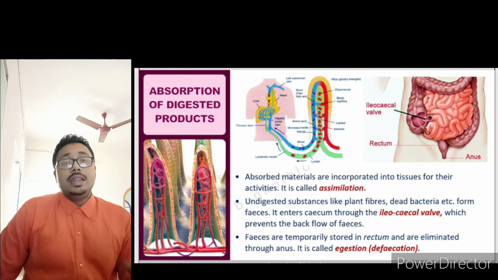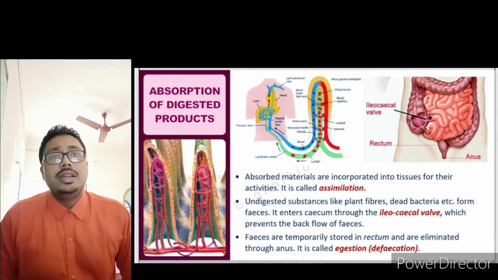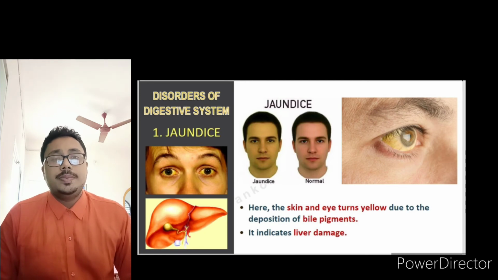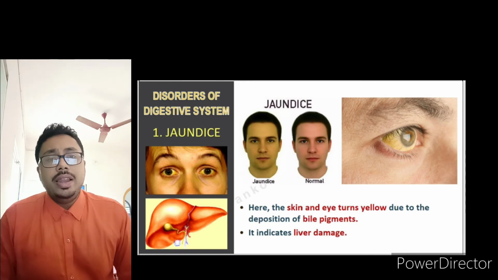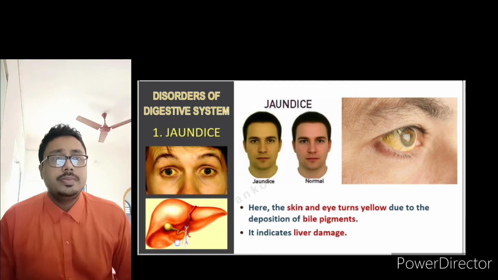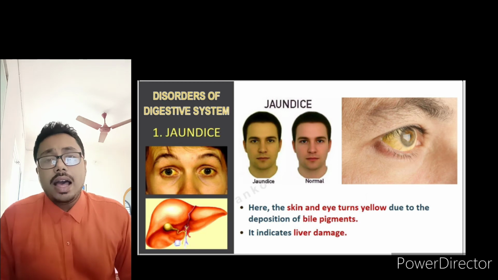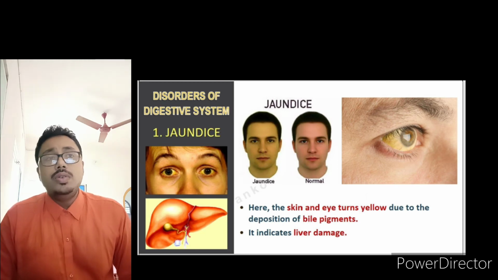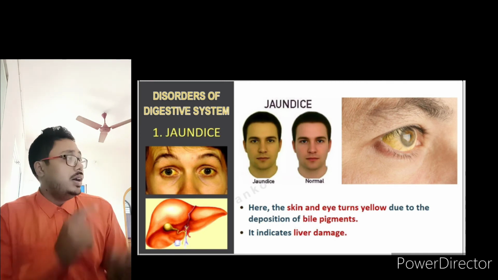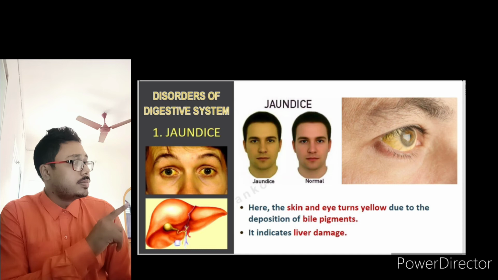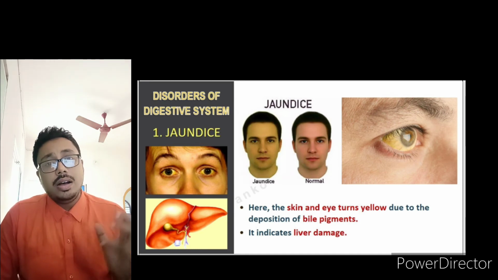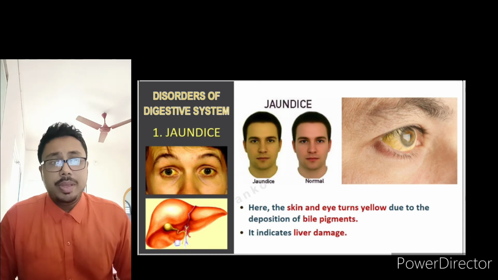Now I will discuss different types of disorders of the digestive system. First, I will explain jaundice. What is jaundice? Everyone is familiar with this disease. Here, the skin and the eyes turn yellow due to deposition of the bile pigment. See in the picture, you can see the yellow eyes. This yellow color is due to the deposition of the bile pigment.